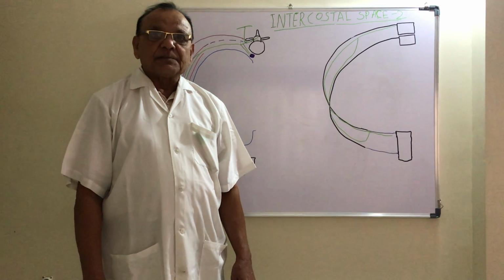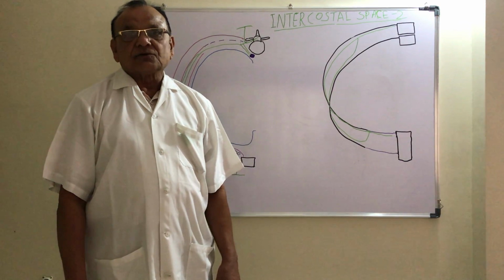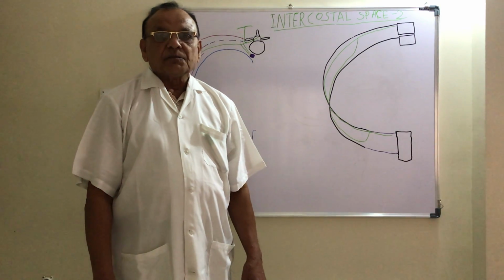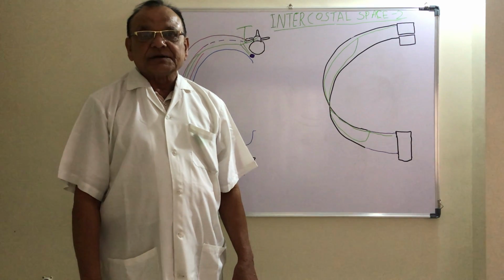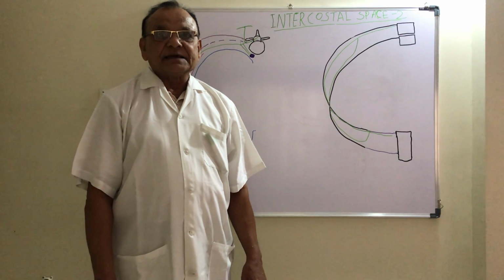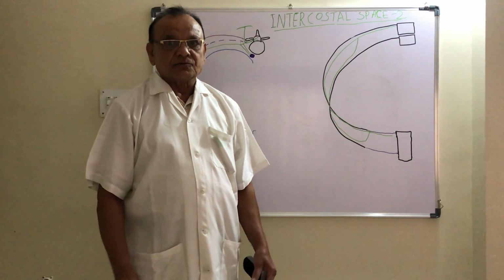And the anterior primary ramus of the 12th thoracic nerve is called the subcostal nerve, because this nerve is running below the last rib. So intercostal nerve means anterior primary rami of upper 11 thoracic nerves.